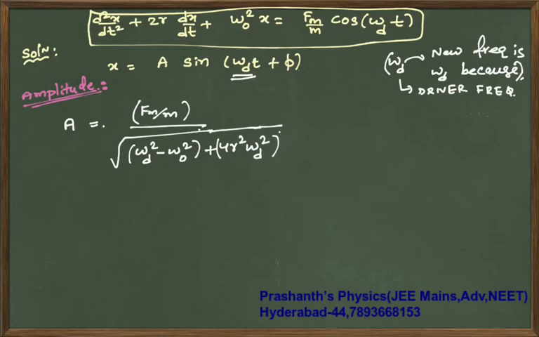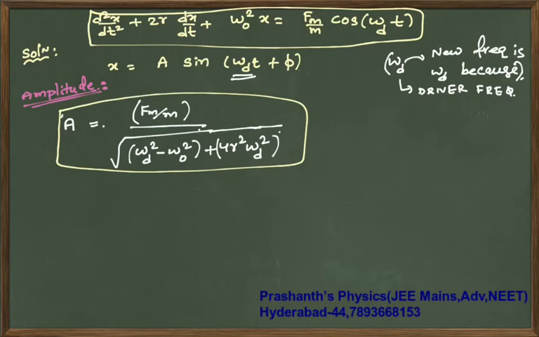Okay, this relation is your amplitude and very important. Now coming to phase. Coming to the phase value here, your tan phi is b omega d by m into omega d by omega naught square minus omega d square.